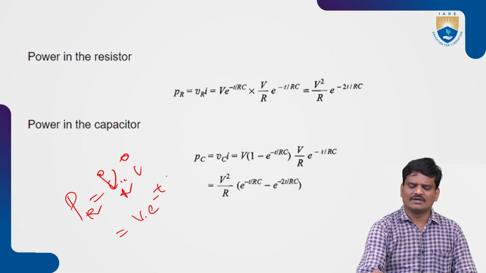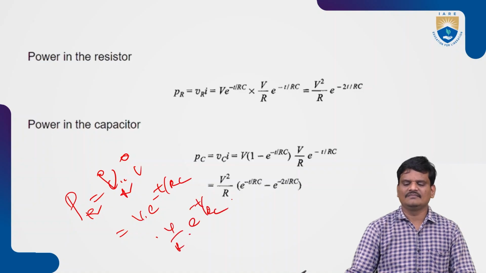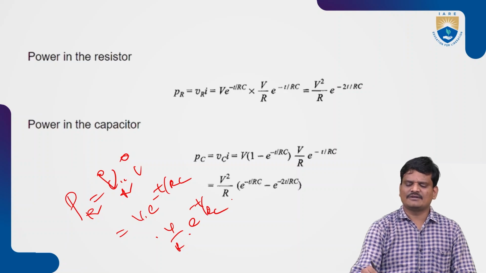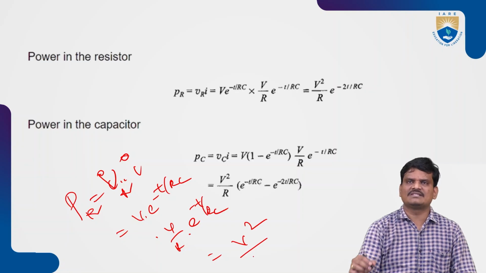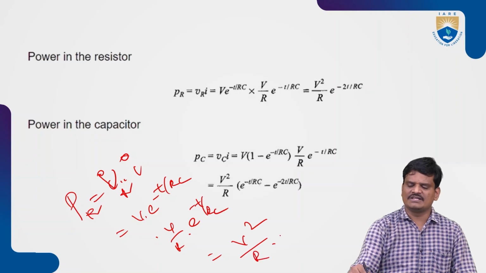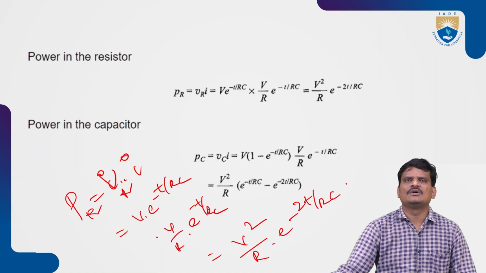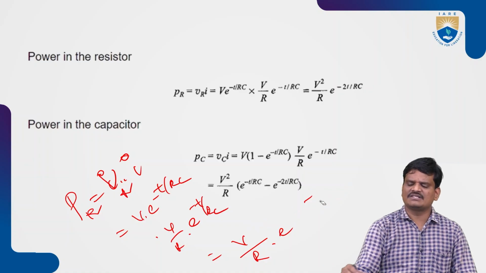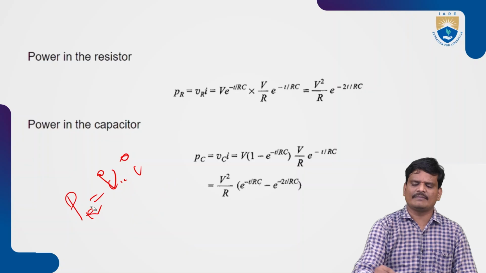V into e to the power of minus t by RC into what is the value of current? V by R into e to the power of minus t by RC. By substituting and making certain mathematical operations, the value of power flow in case of a resistor is considered as V square by R into e to the power of minus 2t by RC. In the similar fashion, you can calculate the value of the power flow in case of a capacitor.